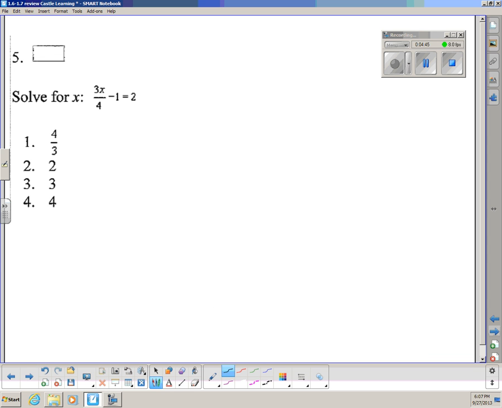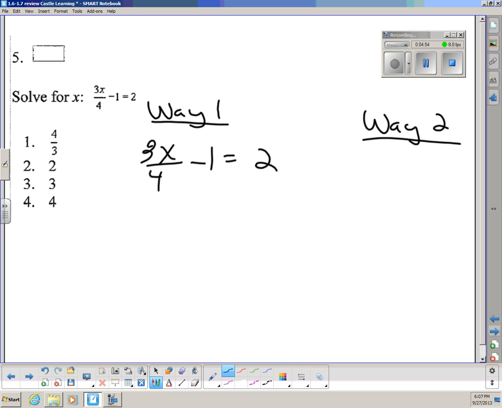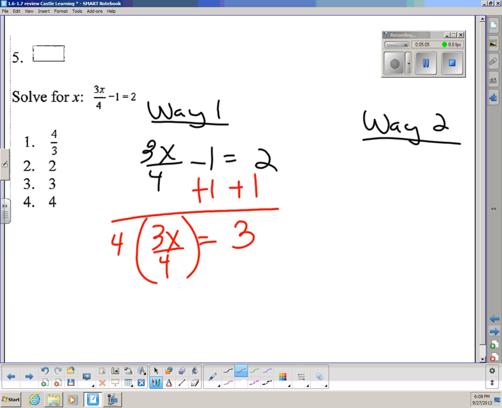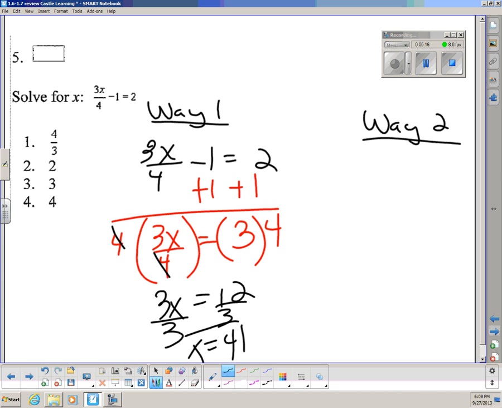Number 5, we have 3x over 4 minus 1 equals 2. Again, 2 ways to approach this. Same thing as question 2, I believe. I can add 1 on both sides, and I would get 3x over 4 equals 3. I could then multiply by my 4 to get rid of the division by 4. It would cancel, and I would get 3x equals 12. And one more step, divide by 3, x is equal to 4.